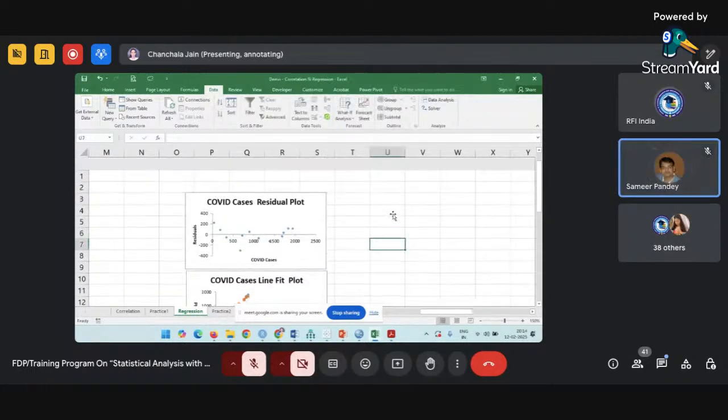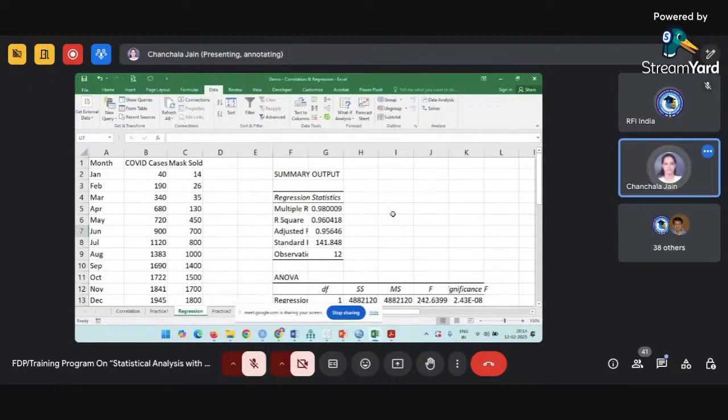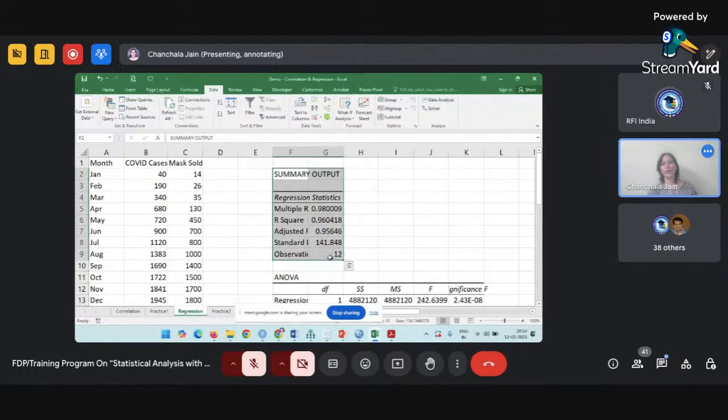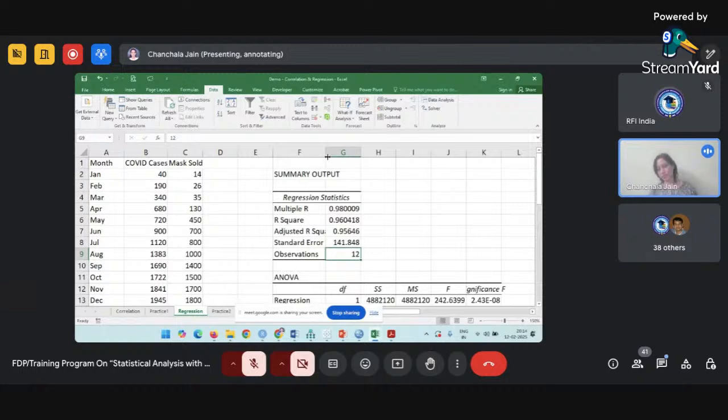Yes, ma'am. Fine. Now you can see, firstly, I'll talk about this output. This output is the summary output, the first output, right? So you can note down what is the meaning of these things. Some of the things are important which we need to report.